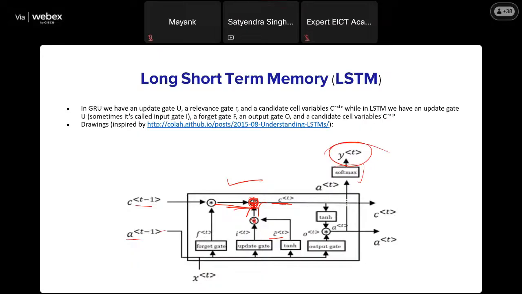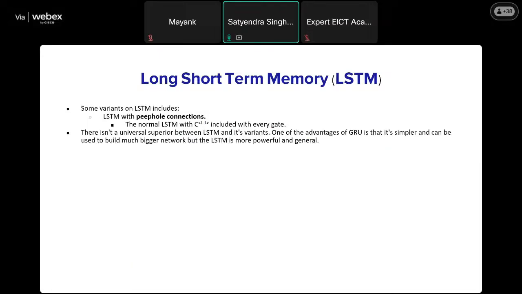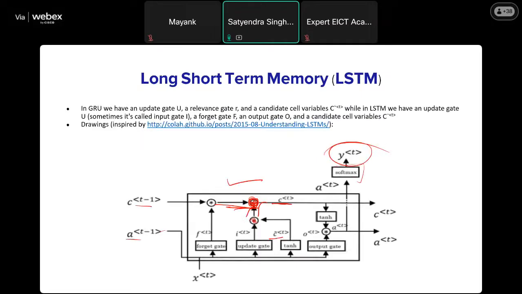So in GRU, we have an update gate and a relevant gate and a candidate cell variable called CT. While in LSTM, we have an update gate U, sometimes also called the input gate, a forget gate, and an output gate. In some literature, you will find the terminology IFO instead of tau u, tau f, or tau o. So this is about LSTM.